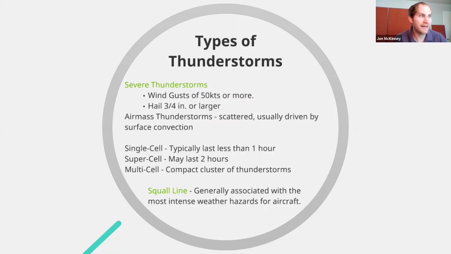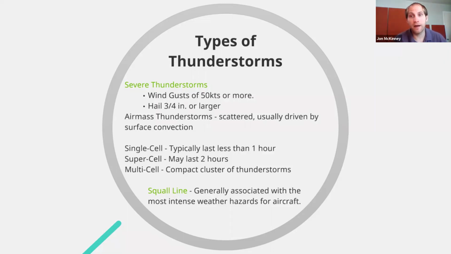Single cell, they say it typically lasts less than 1 hour. So a thunderstorm is not a long-term event. That's really what we're picking up on. A single cell thunderstorm typically lasts less than 1 hour. Supercell, new vocabulary word. A supercell may last 2 hours.